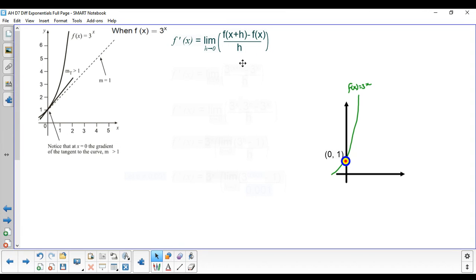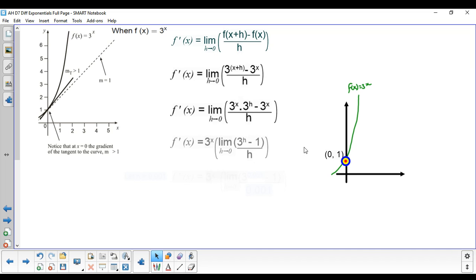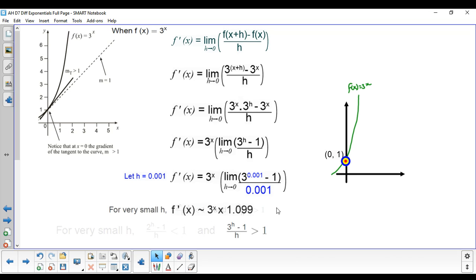Do the same for 3 to the x. If you go to 3 to the x and substitute in the same way, remember that addition in the indices means you've multiplied. So let's split that up. Let's bring out the common factor of 3 to the x and bring it to the front, just the same. And now let's explore as h tends to 0.001. Again, if we use the calculator here, you'll get 3 to the x, and you'll get a value that's just a bit bigger than 1.